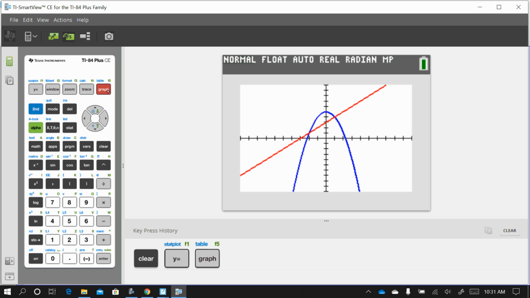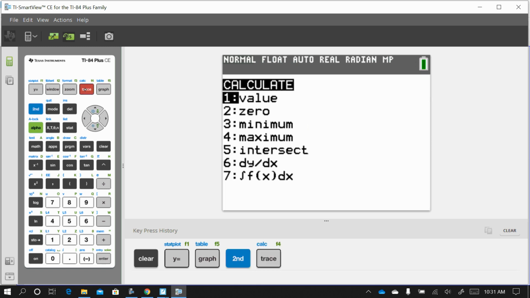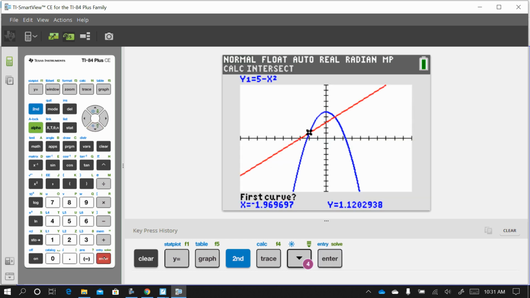We use second calc. Let's see if second calc has any other options. Oh, okay, I'm looking for value, zero, minimum, maximum. Ooh, look there, number 5 is intersect. Let's go ahead and see where they intersect.